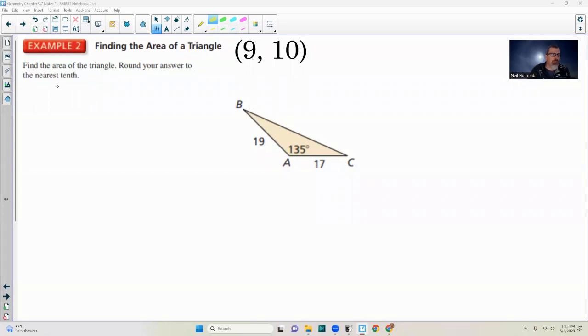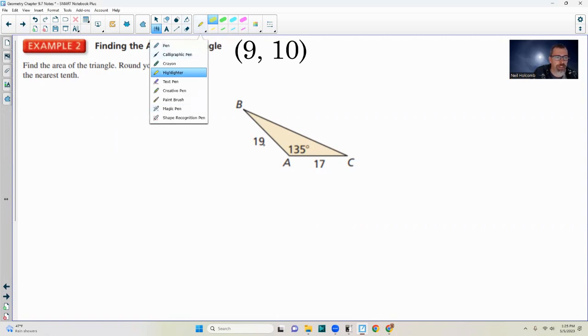Okay, so here's example 2. It says to find the area of the triangle, rounding your answer to the nearest tenth. This is not a right triangle. If it were a right triangle, it would just be leg times leg divided by 2, but this is different. We have an obtuse angle, and we don't know the height, which would be over here.